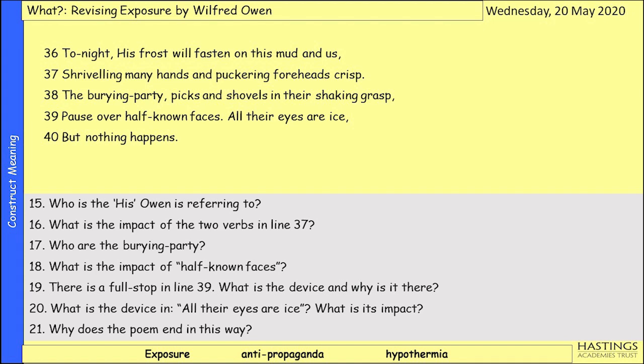Number 21. Finally, the last line. We've already discussed in the first lesson the importance of this line. Listen back to the answer to question 14 in Exposure Part 1 if you need a refresher. It is very significant that the poem ends in this way. By having it repeated throughout the poem, it gives a sense of unfinished business. The use of the present tense adds to this idea.